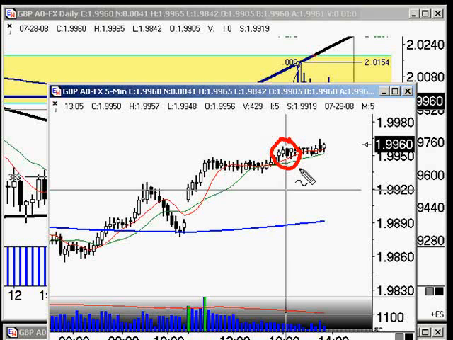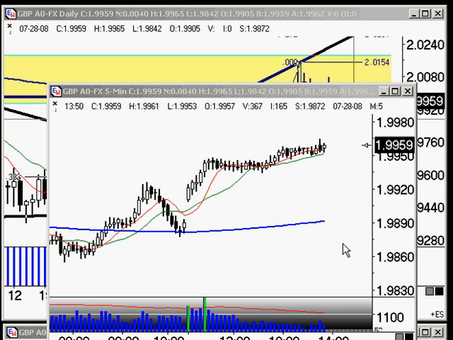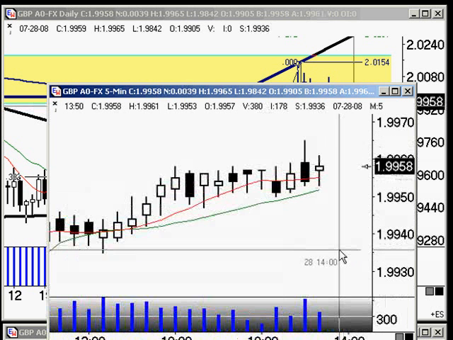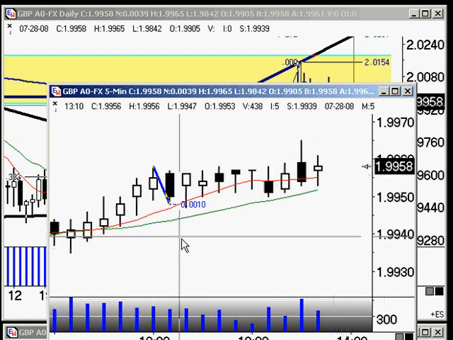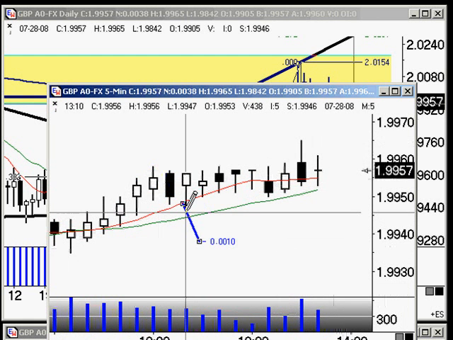Now, some of you might be looking at that and scoffing and saying, come on, Mac, that's just a little drop in price. Well, if you blow it up like this, it kind of looks like a lot. And from the high to the low, we've got about a 10-pip move down. So we have a drop in strength.